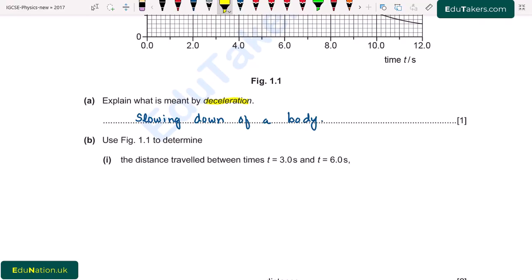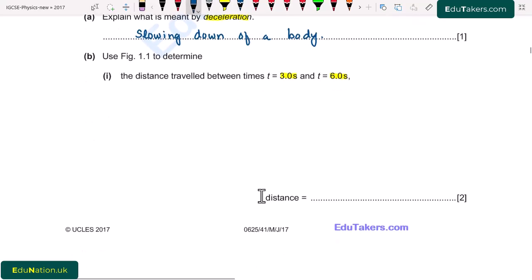Next part B. Use figure 1.1 to determine part first. The distance travelled between t is equal to 3.0 second and t is equal to 6.0 second. So here we have to find out the distance and we are given the speed time graph. So basically the distance travelled is equal to the area under the graph. I write here distance travelled is equal to area under graph.